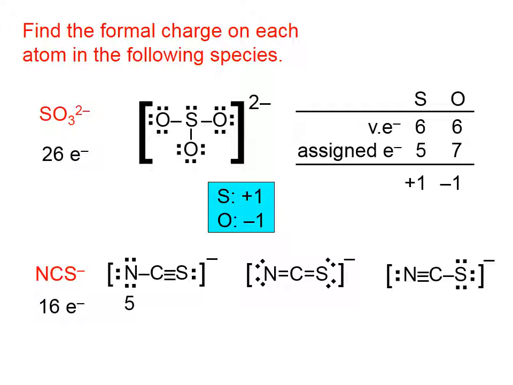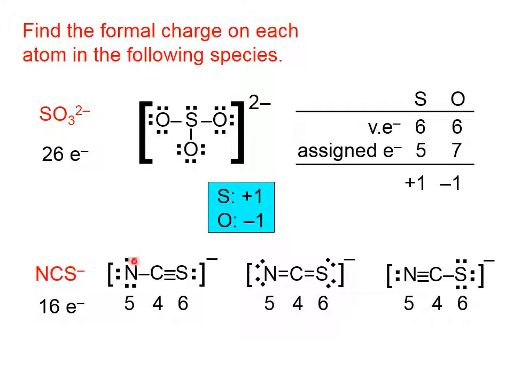So let's find the formal charge on each of these atoms. Nitrogen has 5 valence electrons. Carbon, of course, has 4. Sulfur has 6. So I'm going to write that down for the other 2 Lewis structures. Now let's count up the assigned electrons that we see in each Lewis structure.